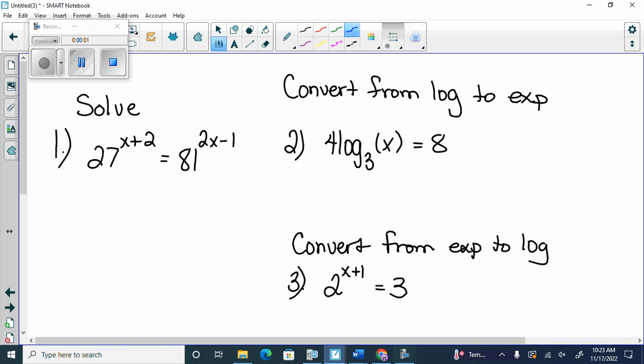Starts with a C. Common base. So what base can I make them both be? 3. Yeah. So I can make them be 3.